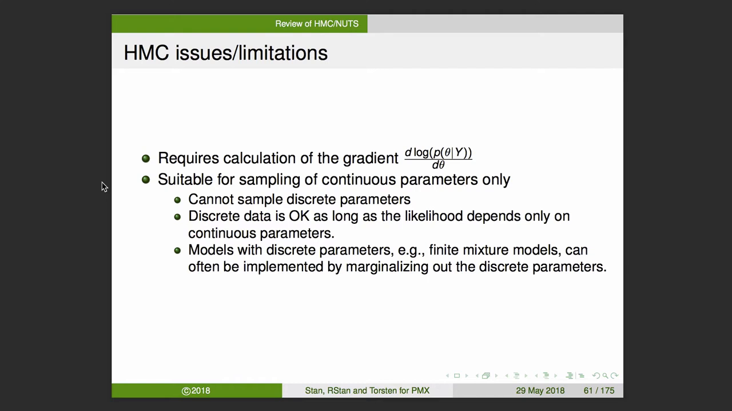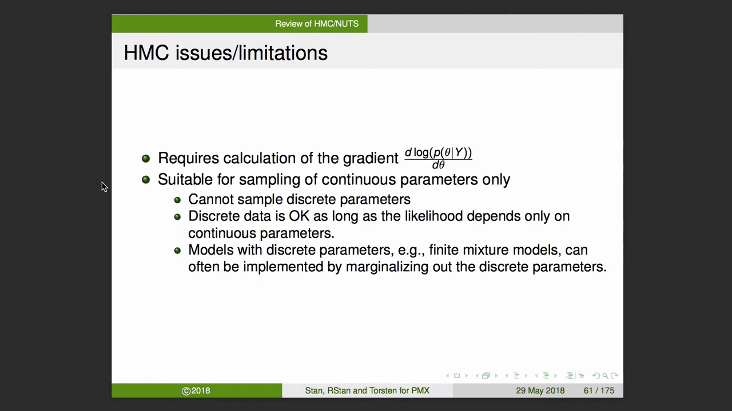So now let's think about some limitations of this. What I call HMC issues and limitations. One is that the algorithm requires calculation of the gradient of your posterior with respect to all of your model parameters, and that can be a fairly expensive calculation. So each iteration is more expensive than, say, a Gibbs sampler. On the other hand, the sampler is more efficient in terms of the amount of information you get from a given number of samples compared to a Gibbs sampler or Metropolis-Hastings. So there's a trade-off in terms of what the net efficiency is.